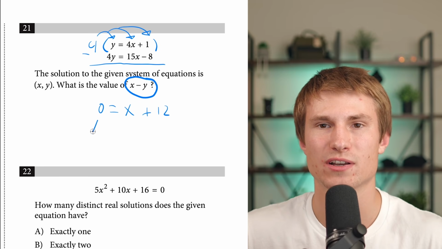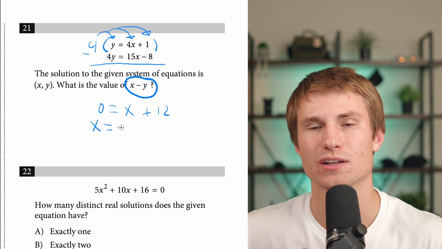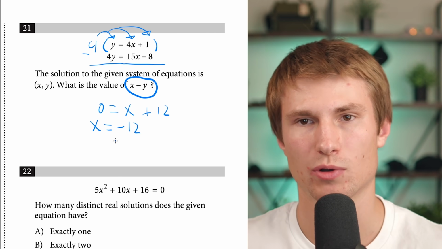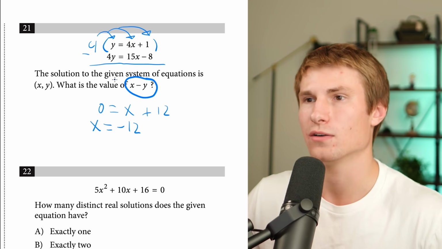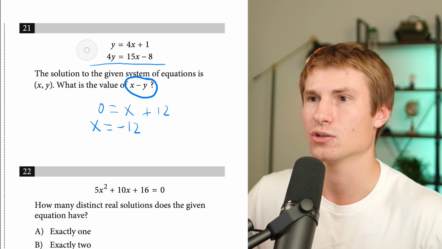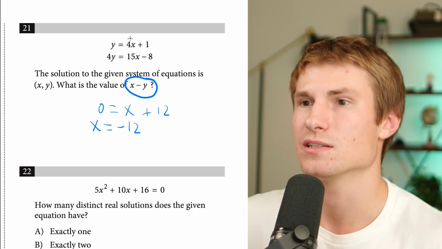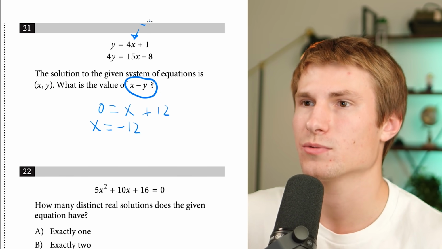So I can see here that if I subtract 12 from both sides, I'm going to end up with x is equal to negative 12. Okay, so now that I've solved for x, I'll go ahead and solve for y. So if x is negative 12, I'll go ahead and erase up here so we can do this quickly. X is negative 12. I'll substitute that in here. So we have negative 12.